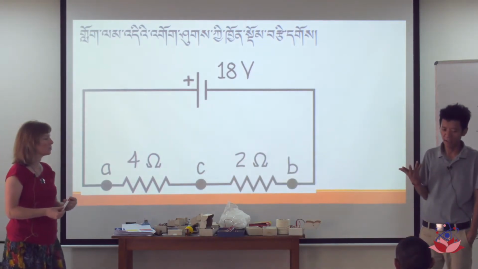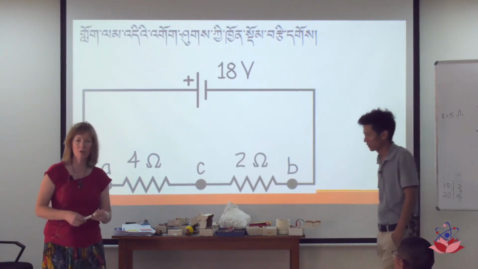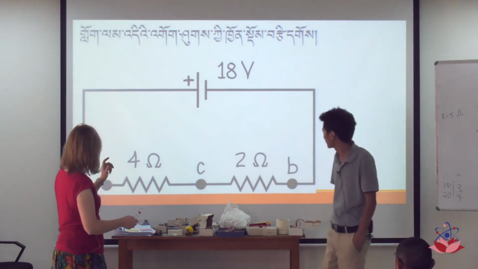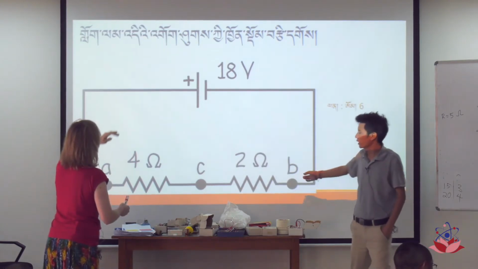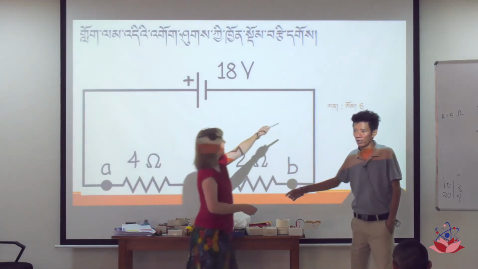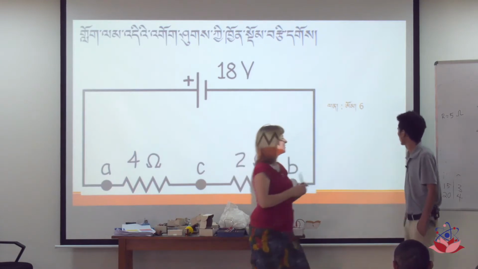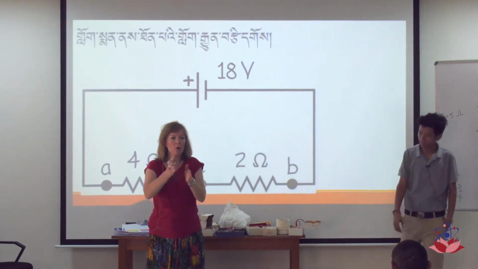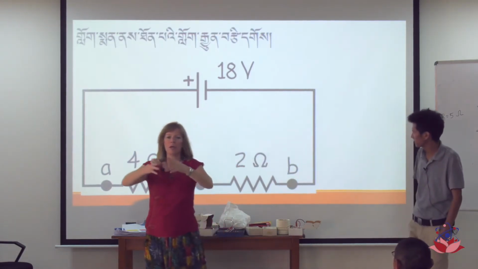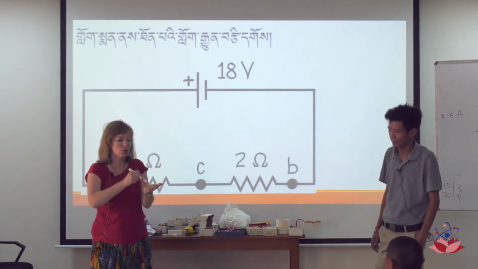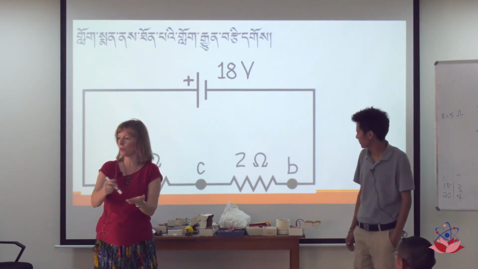2 ohms, 6 ohms. Very good. Now, a little change. So we added the 4 plus the 2. That gave us the total resistance a charge would experience as it went through the circuit.